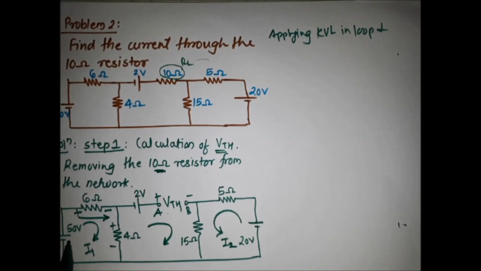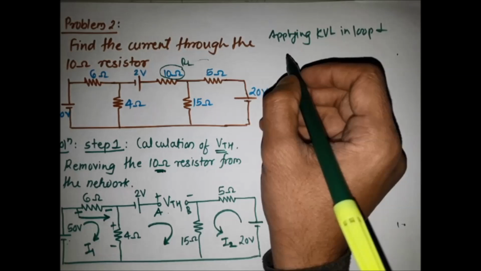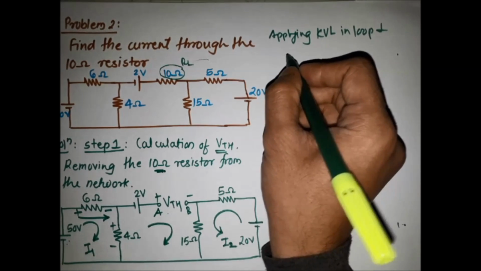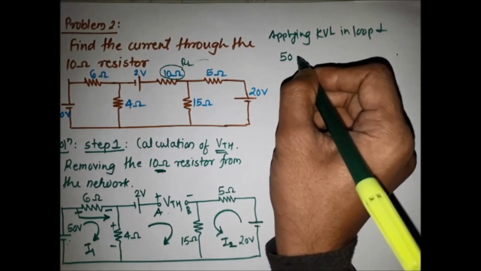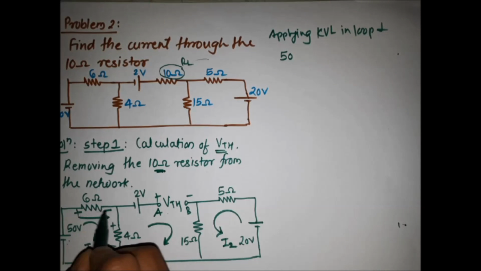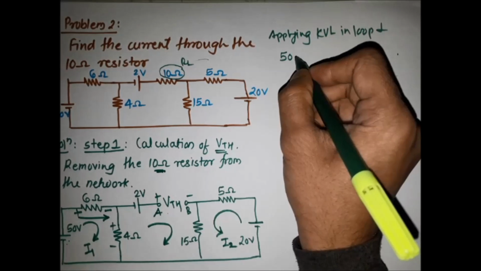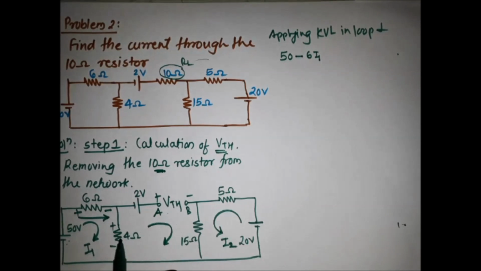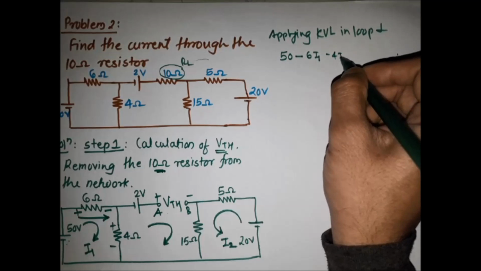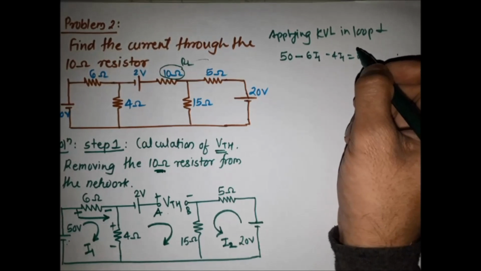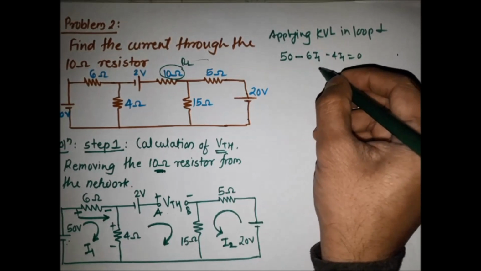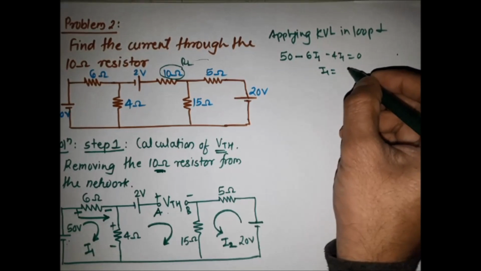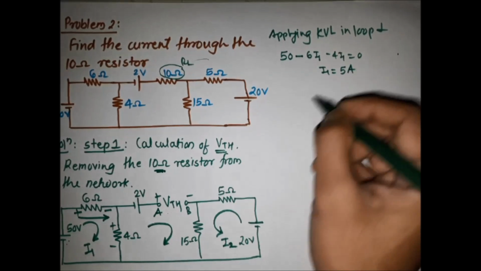Suppose we are starting from the 50 volt source, the current flows from minus to plus, so we consider it a rise in voltage and it is positive, so it is 50. Now for the 6 ohm resistor, plus to minus, fall in potential, so it is minus 6 into I1. Again for the 4 ohm, plus to minus, so minus 4 into I1 is equal to 0. By solving this equation, we get the value of I1 is equal to 5 ampere.